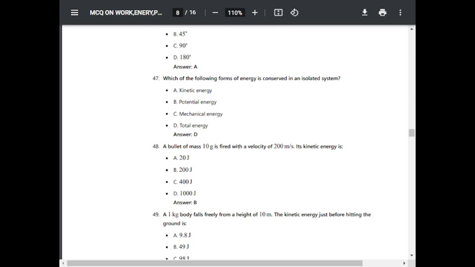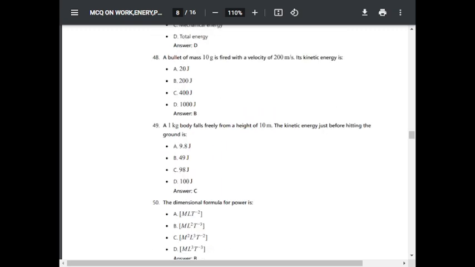The kinetic energy is 1 by 2 mv square. Question number 49. A 1 kg body falling freely from a height of 10 meter, the kinetic energy just before hitting the ground is 98 joule, because it is equal to mgh. Kinetic energy is equal to potential energy, so it is equal to mg into h, so it will be 98 joule.